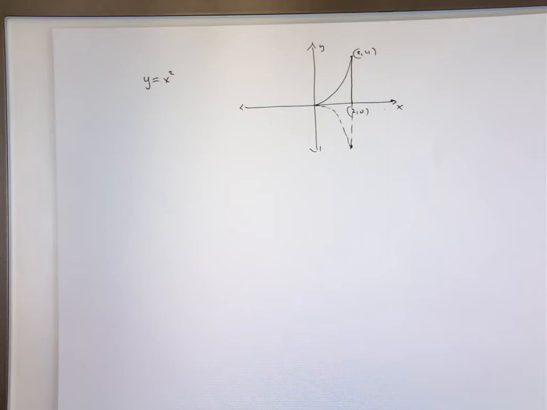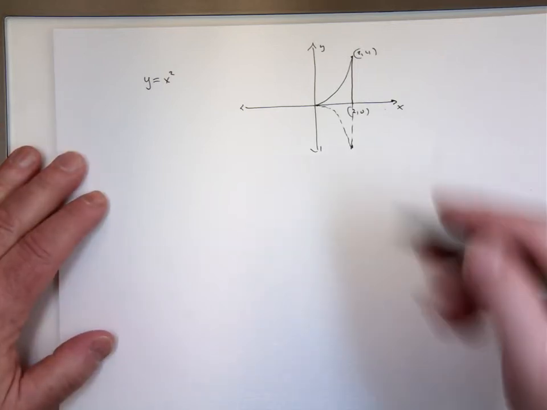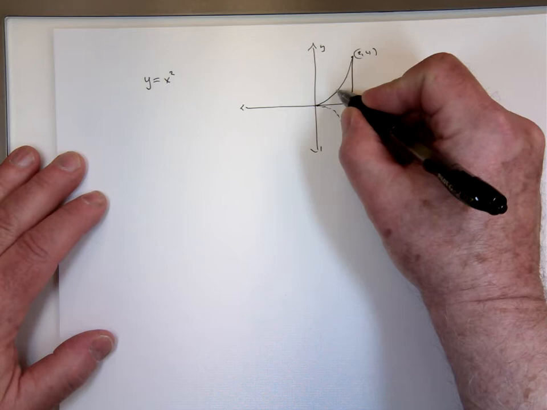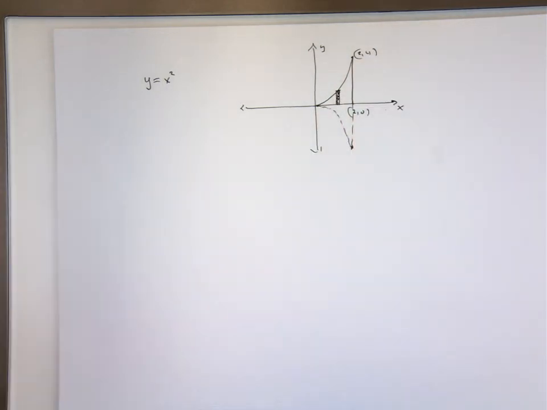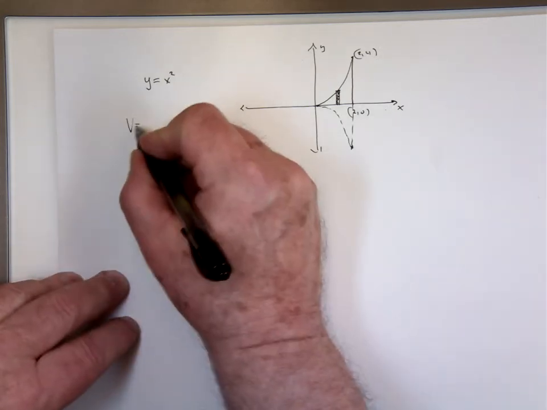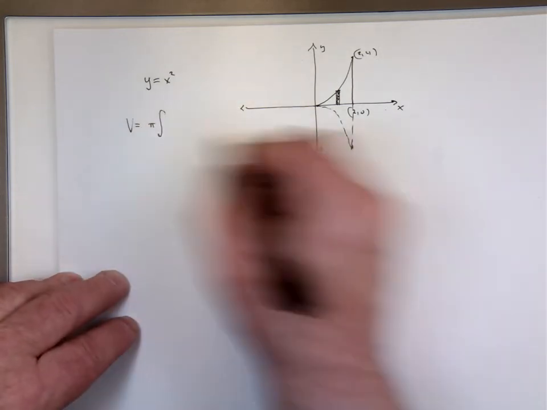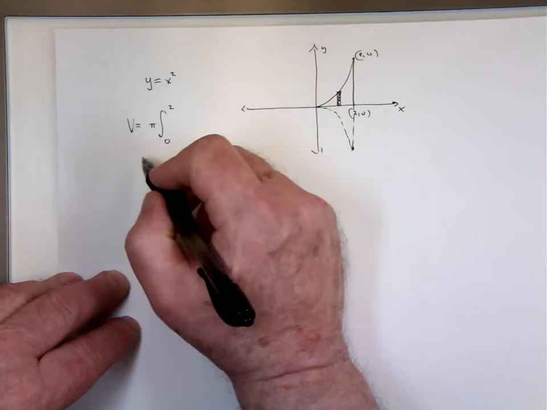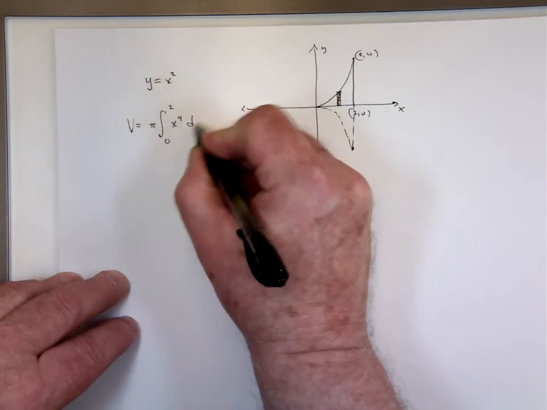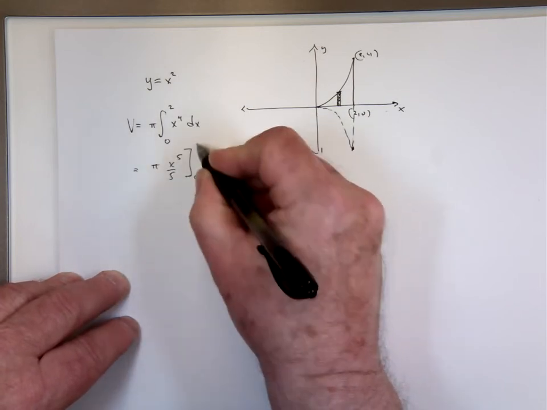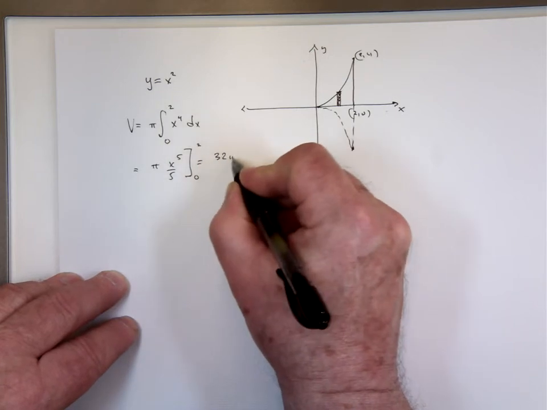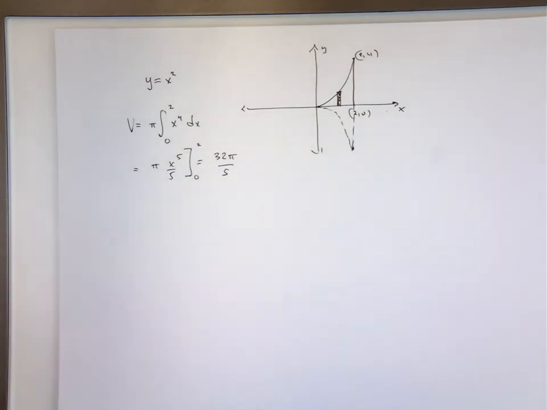I agree, you should have gotten it, Dylan. Okay, here's the thing to do. Put a little rectangle in there, whip it around the x-axis, recognize that you're going to get a disk. The volume, therefore, is pi, the integral, 0 to 2, r squared, the function squared, dx. That's pi, x to the 5th over 5, 0 to 2. 2 to the 5th is 32. 32 pi over 5. That's the exact volume of that solid of revolution.